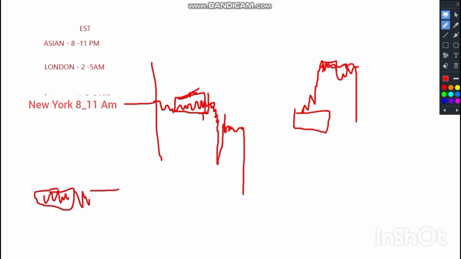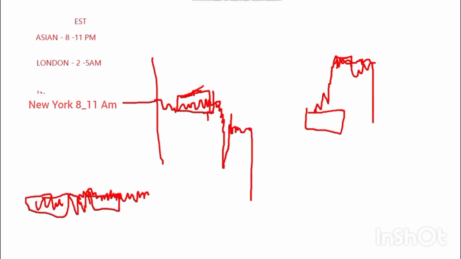So London opens and price just consolidates within the high. This is for a sell setup. We see price consolidates within the high. So you can have Asian and London consolidate, and then New York opens and consolidates a bit, has a breakout from that range, and then a pullback, and then you sell. So these are the 3 types.